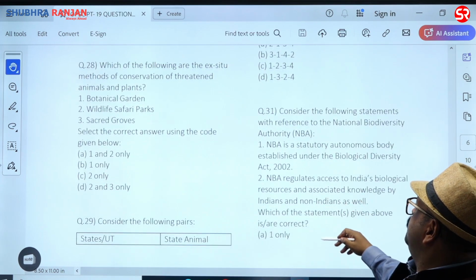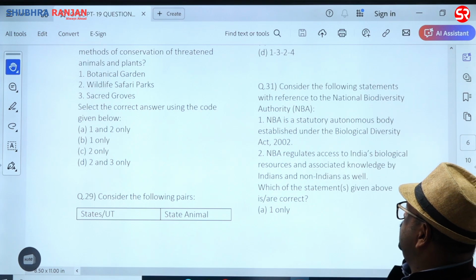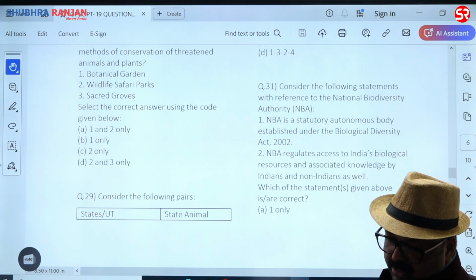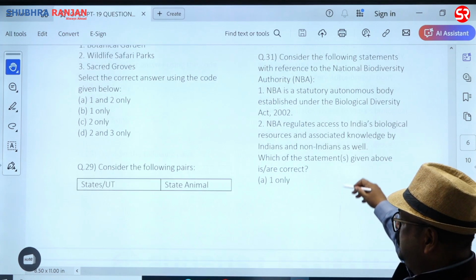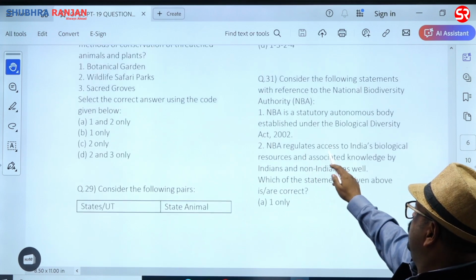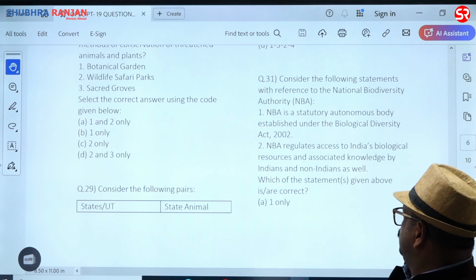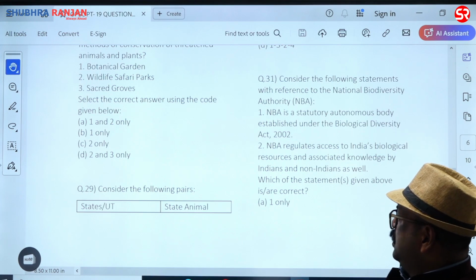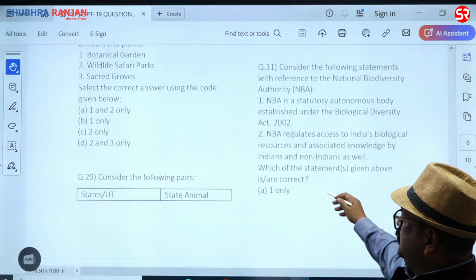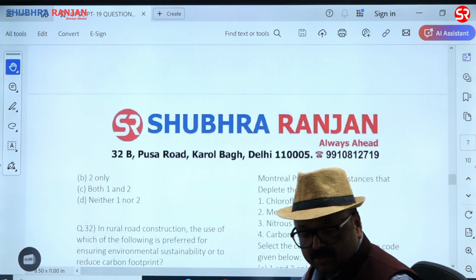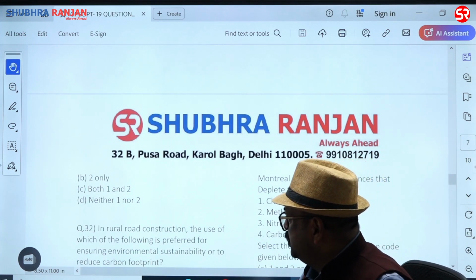Consider the following statements with reference to the National Biodiversity Authority. NBA is a statutory autonomous body established under the Biological Diversity Act. Biological Diversity Act, that is right. NBA regulates access to India's biological resources and associated knowledge by Indians and non-Indians as well. बिल्कुल दोनों बातें सही हैं बच्चे. Let's find out the option. Only 1 correct, 2 correct. Both the statements are correct. So answer 31 is going to be Charlie.